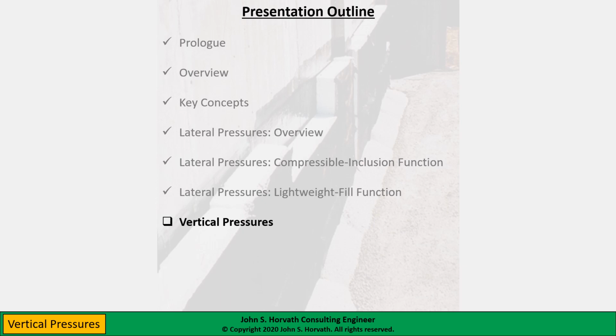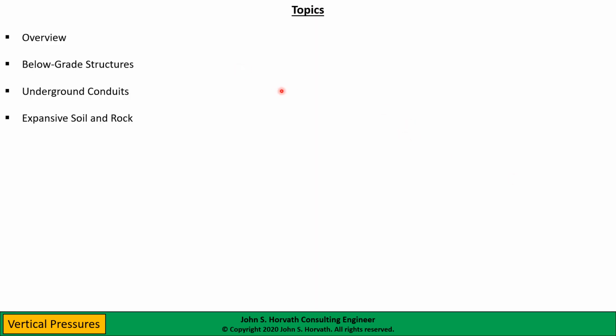Well, that concludes the lengthy discussion of lateral pressure reduction. Now I want to discuss vertical pressure reduction. And I've divided this up into topics. Again, as I mentioned at the outset, I've divided this into applications as opposed to functions, because as we'll see in these different applications, we can and do make use of multiple geofoam functions.